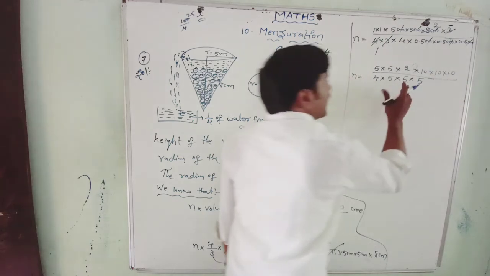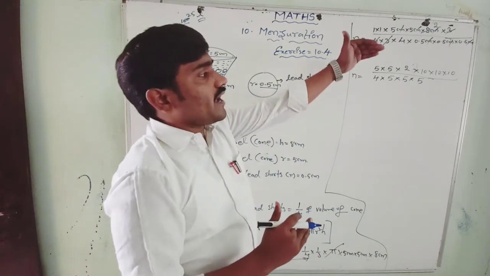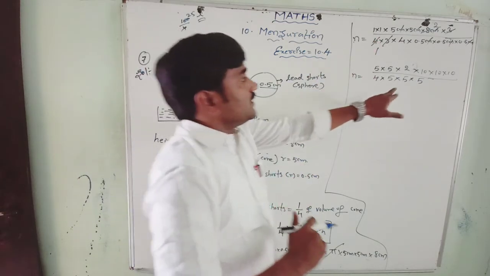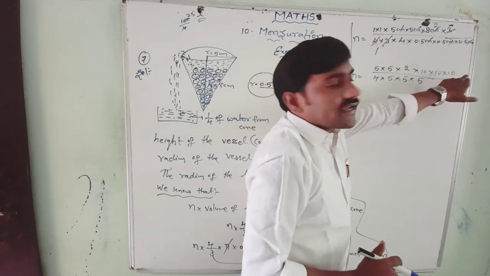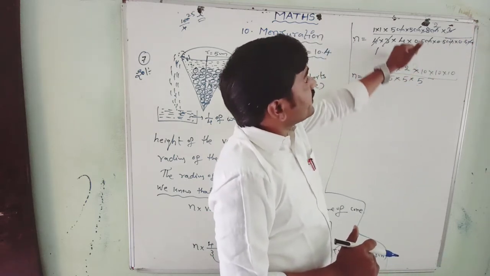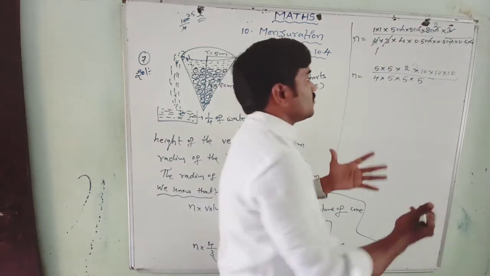In the denominator I remove the decimal points. So in the numerator I have to write as many tens. Here 3 decimal places I have removed, so 3 tens I can write in the numerator. If you remove the decimal places in the denominator, you have to write the tens in the numerator. That is the rule.